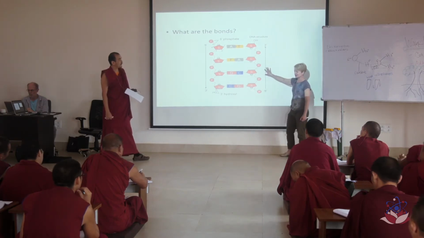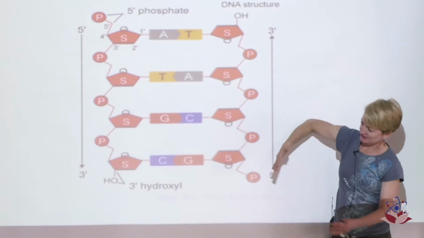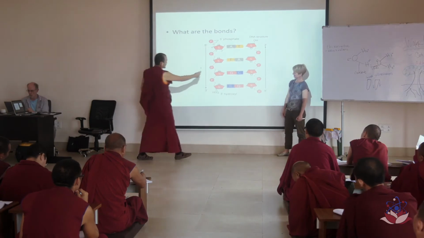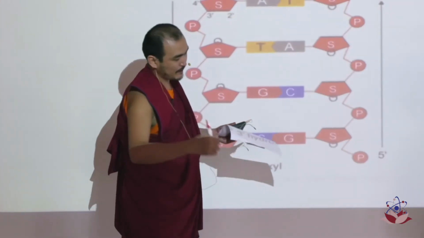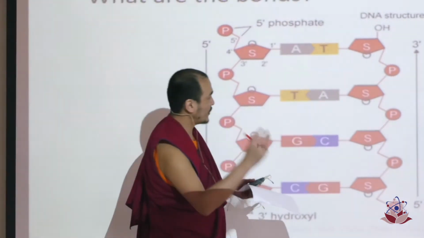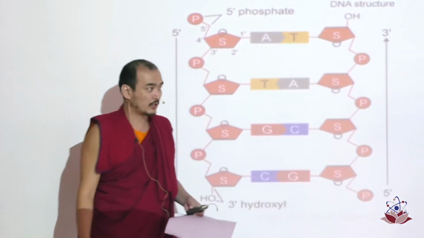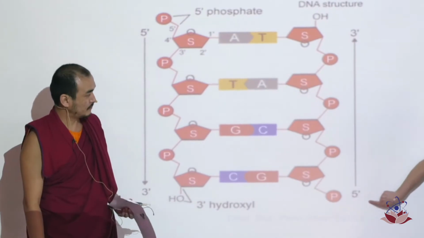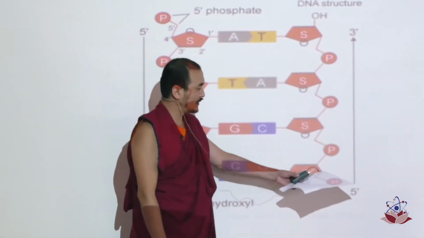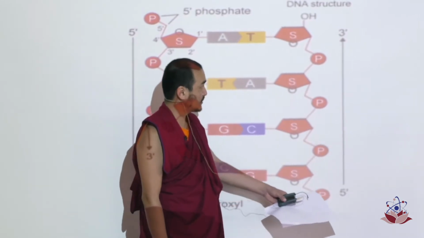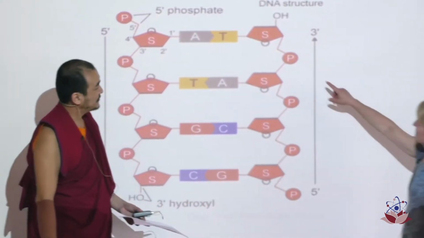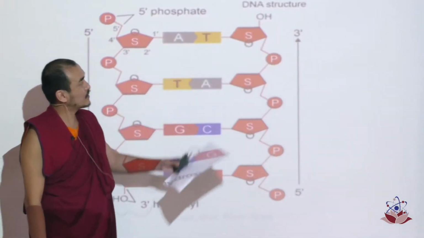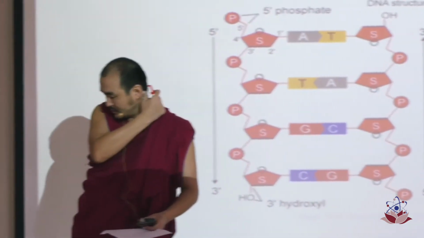On the complementary strand, the carbon phosphate backbone is oriented essentially upside down. So this is the 5' carbon right here, closest to this end, 5' end. And this is the 3' carbon right here, so 3' end.